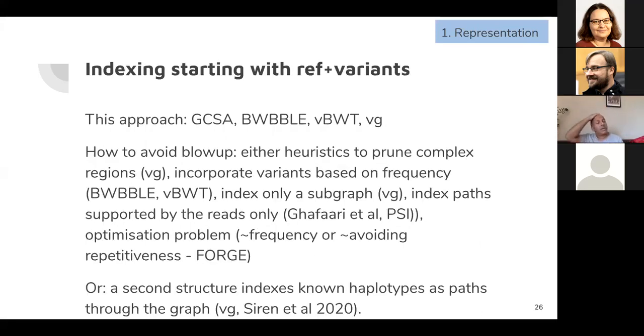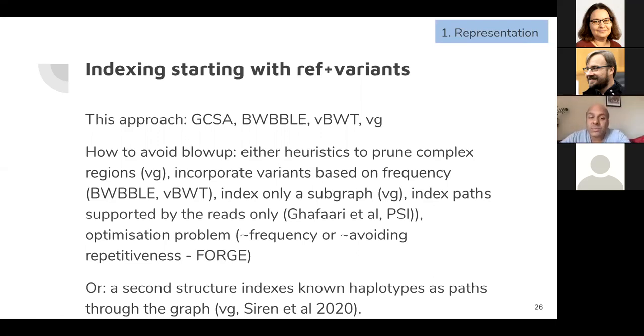So if you're starting from this position of having a reference and some variants, there are a bunch of different tools, GCSA, Bubble, I don't know how you pronounce Bubble, VBWT and VG. They have different approaches to try and avoid blow-up. You can either use heuristics to sort of clean up the graph. You can just take in variants based on the frequency, which is quite a rational approach. You could index only a subgraph, which you hope will be good enough. There's a really interesting idea from Ali Ghaffari and Tobias Marshall to just index paths supported by the reads. So obviously you have to re-index with every read set you're analyzing, but that's quite clever.